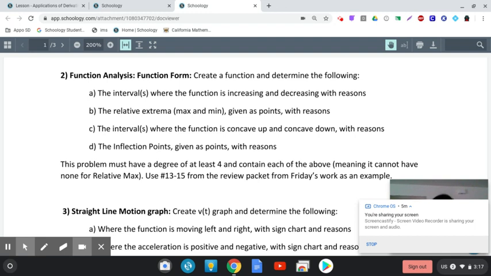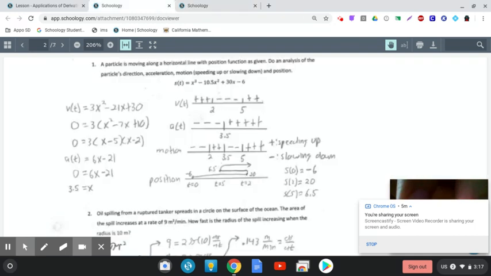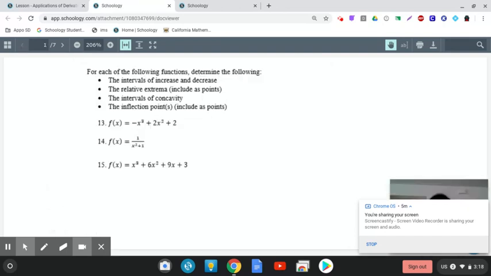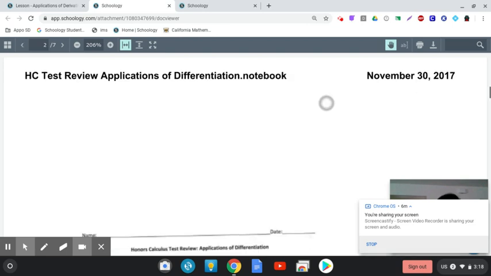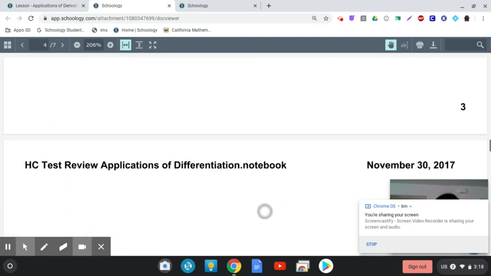It says use questions 13 to 15 as an example. So if you go back to that other sheet, and you look at the example given to you, so 13 to 15, it's something like this. You could just, again, take the wording, but make your own equations, work through them, and again, provide an answer key. So let's see how this person did with theirs.